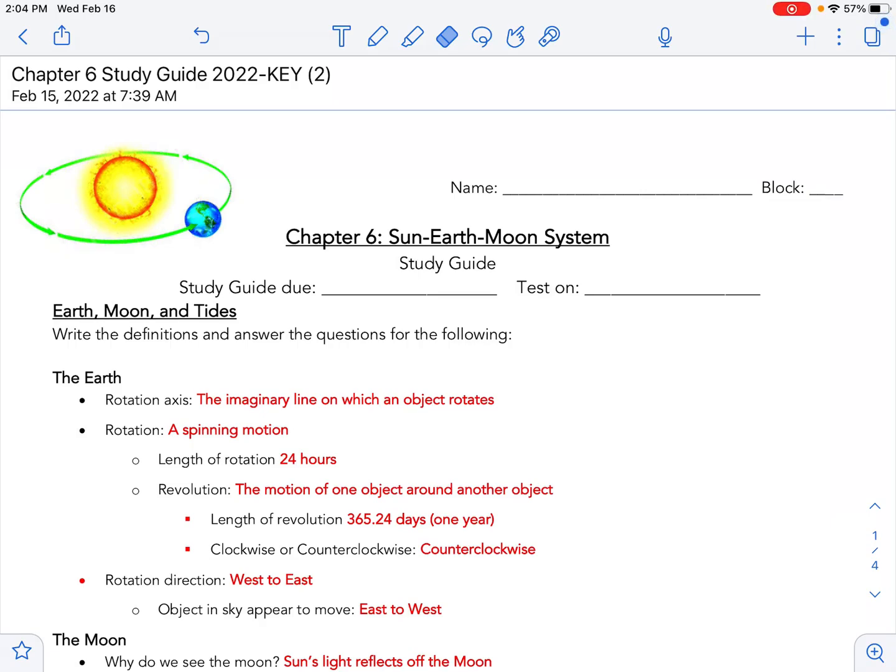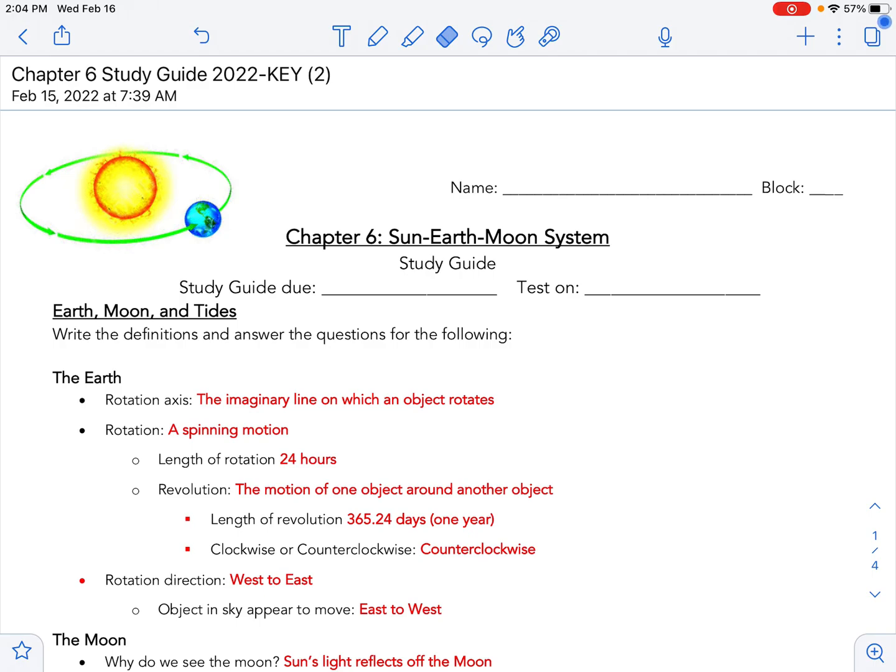All right, let's go ahead and review this Chapter 6 study guide. Now, you're going to need to stop and pause the video and fill in anything that it might be missing for you, okay, as I go along, because I've already typed this in, okay?